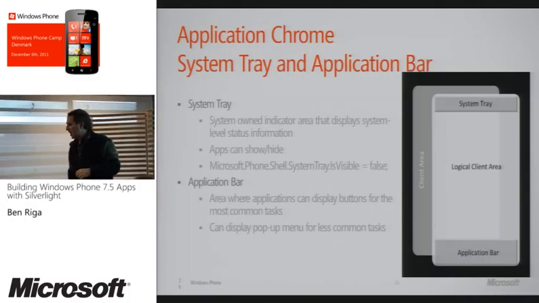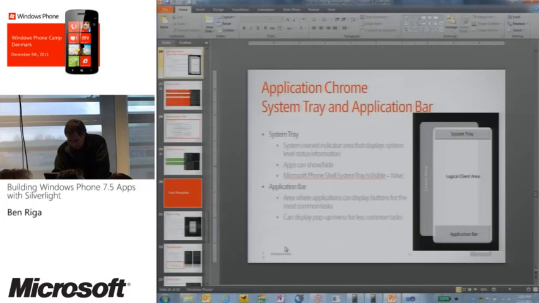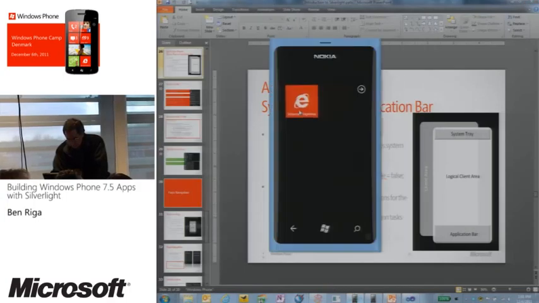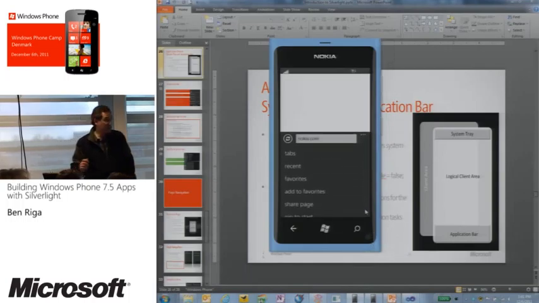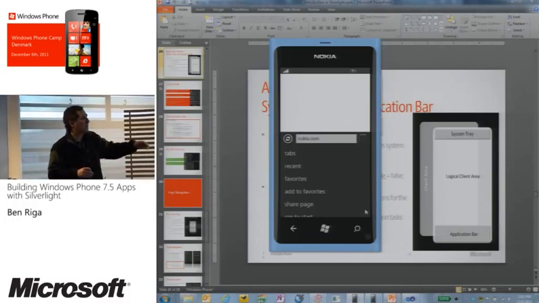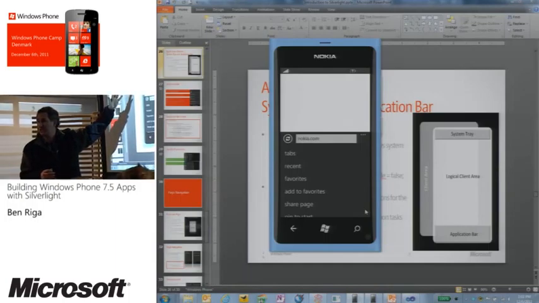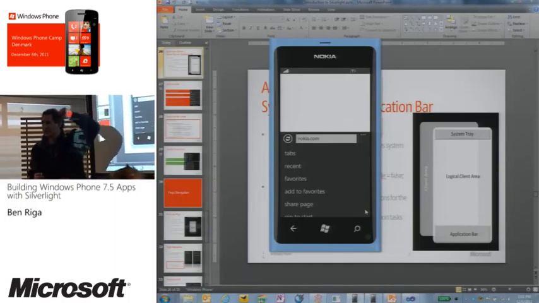So for instance, in IE, you notice I can't see the system tray, but if I click on the 3 bars, the system tray appears. So I've made it available for end users that want it. I want that full screen real estate for most things, but when the end user hits the 3 buttons, I can see that system tray.